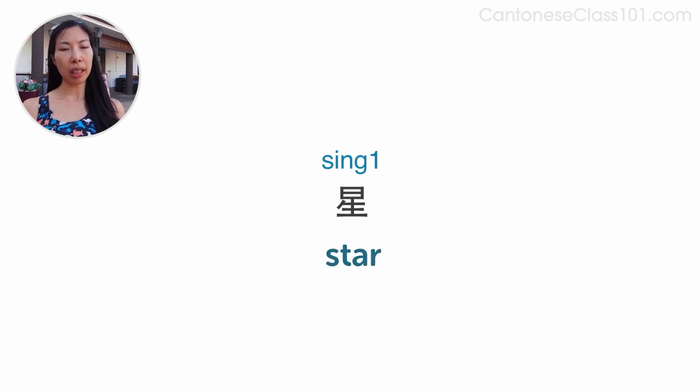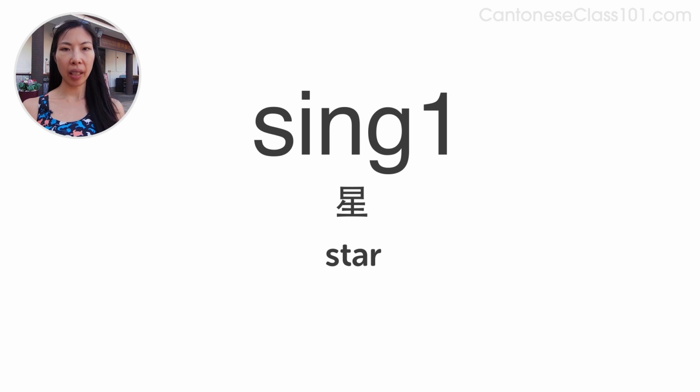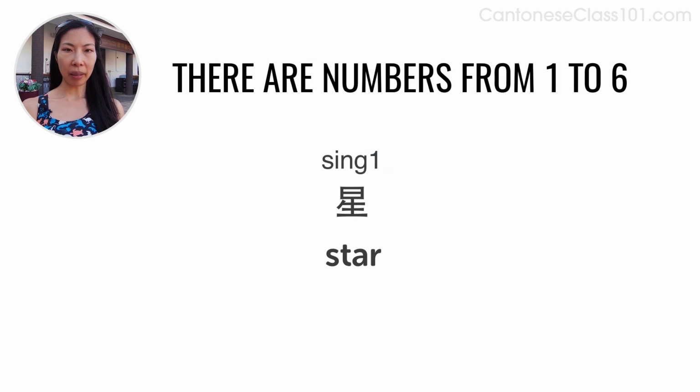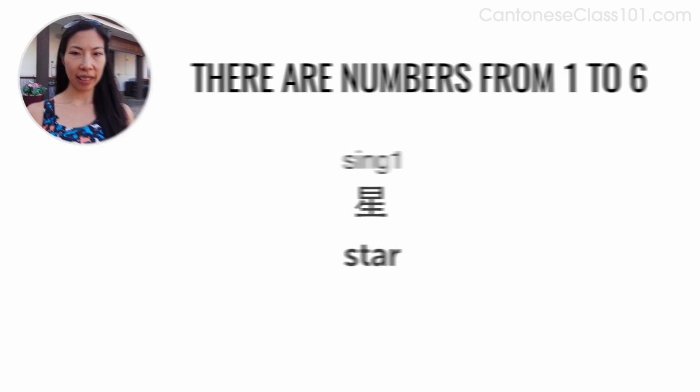Sing, which means star, S-I-N-G-1. Here the initial sound is S, and final sound is ing, I-N-G, and the syllable is in the first tone. The tones in Yut Ping are represented by a number placed on the right side of the syllable. There are numbers from 1 to 6.